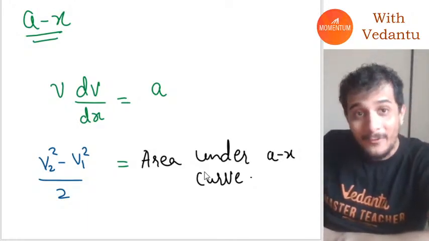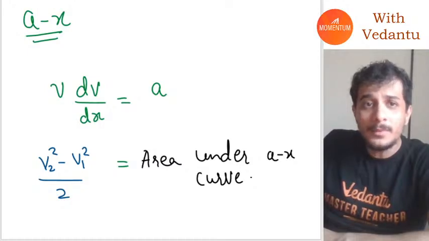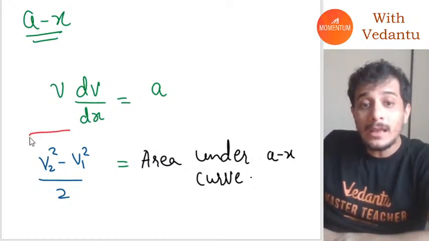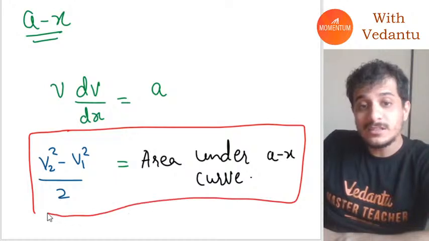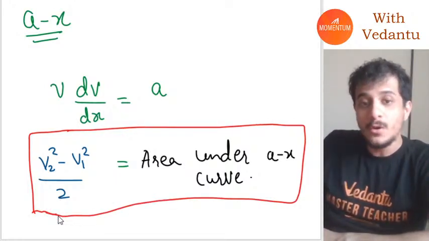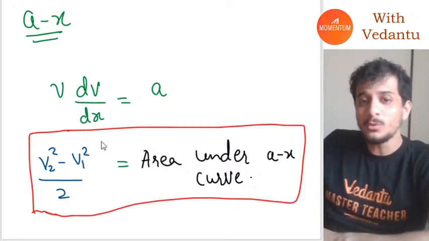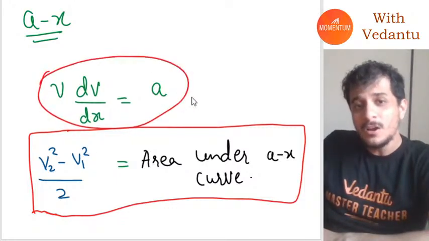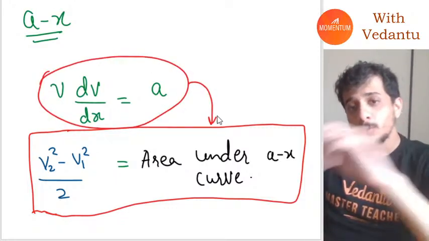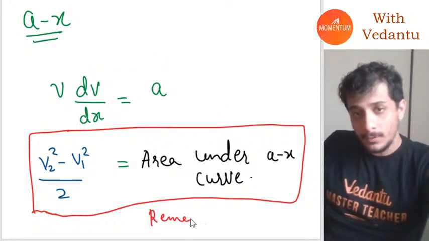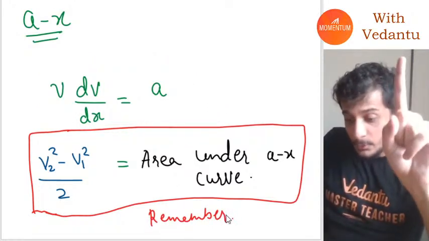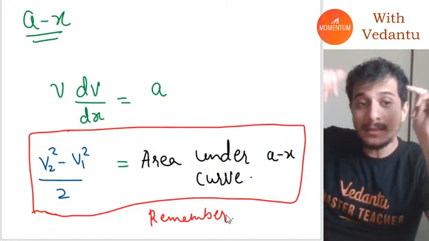So you have to remember this very simple thing: if you are given an A versus X curve, the area under the curve is (V2 square minus V1 square) divided by 2. If you just remember this equation, you will very easily be able to come to this conclusion. If you don't understand, just remember this and try to use it in the next question.